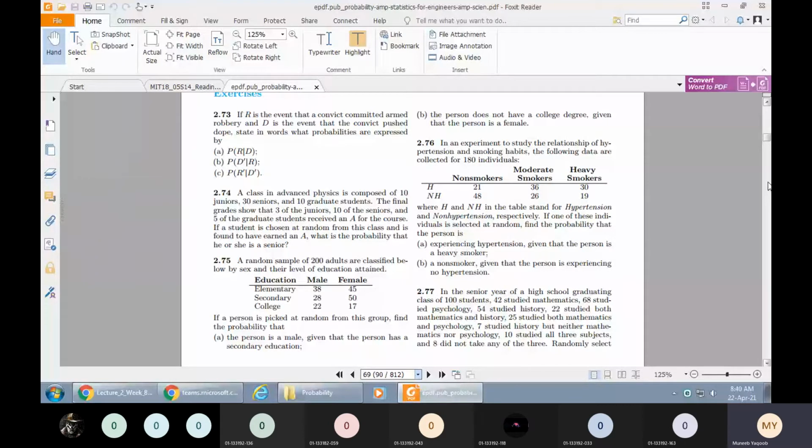So first of all, we will calculate the probability in the denominator, that is probability of female. Why do we calculate the probability of the denominator first? Why?